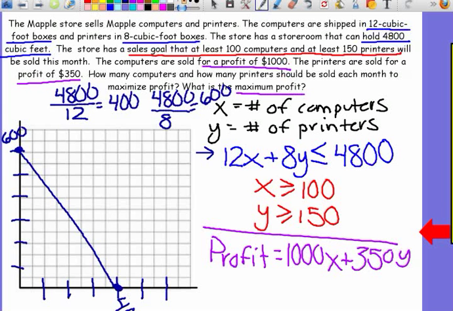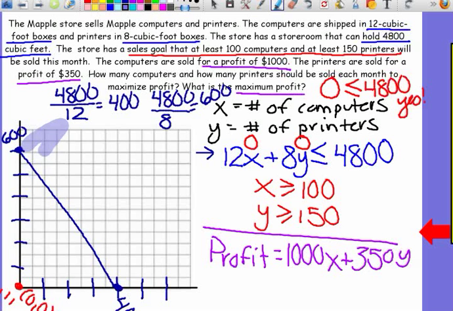Okay, now we're going to test. 0, 0 is our test point. And when we put 0 in for x and 0 in for y, what we get is 0 is less than or equal to 4,800. Is that true? Yes. 0 is less than 4,800. So that means that all of these work. Happy face. And that means we're going to shade out the points that don't work. We don't need those.